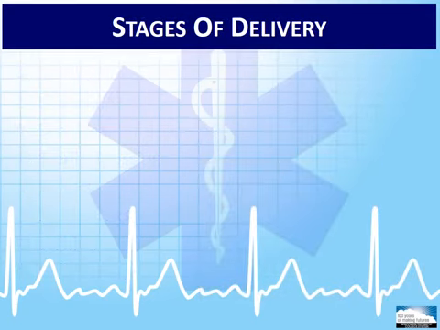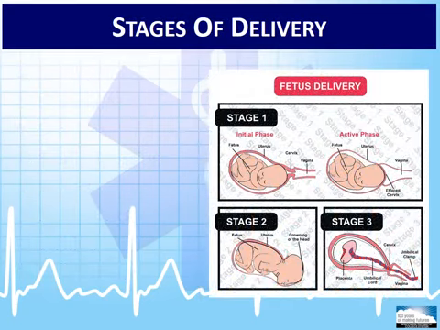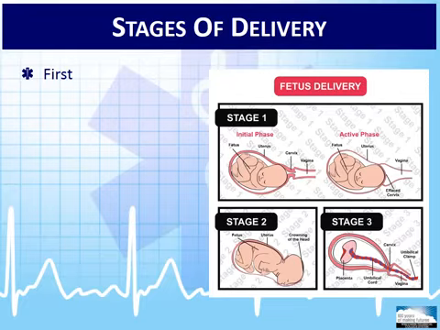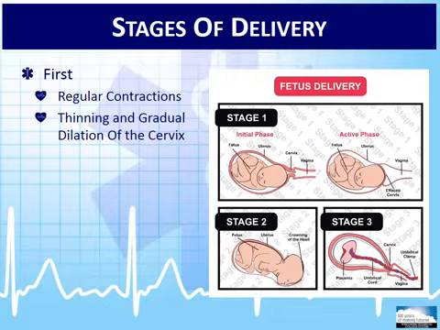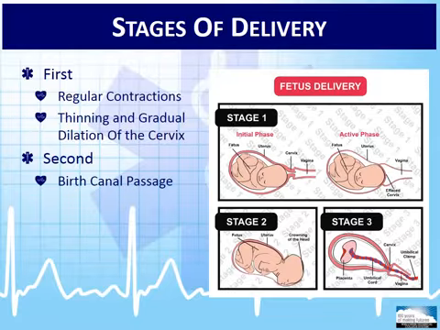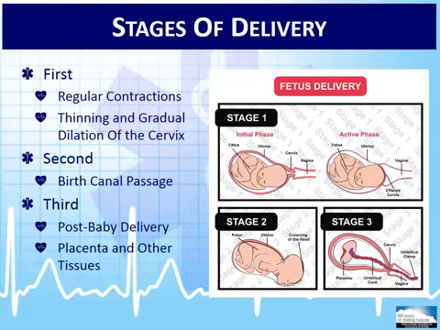For the purposes of this course, we will discuss labor in 3 different stages. The first stage is somewhat preparatory of sorts. Regular contractions occur along with a thinning and gradual dilation of the cervix. Once the cervix is fully dilated and the baby enters the birth canal, the second stage of delivery begins. This stage is the actual delivery stage where the baby moves through the birth canal. Once the baby is delivered, the third stage of delivery begins. Within this final stage of delivery, all remaining tissues related to the development of the baby are expelled from the mother. These materials include the placenta, umbilical cord, and the amniotic sac.